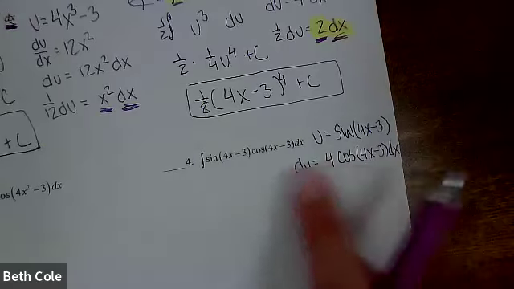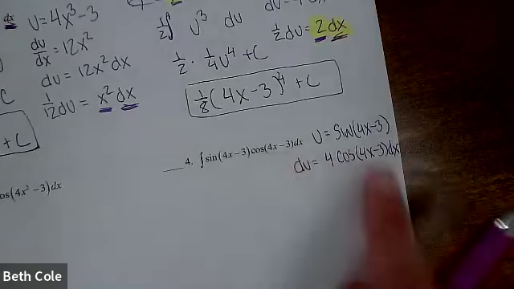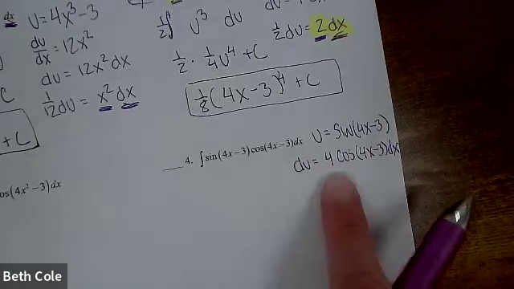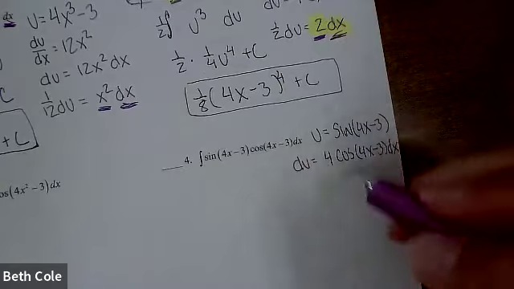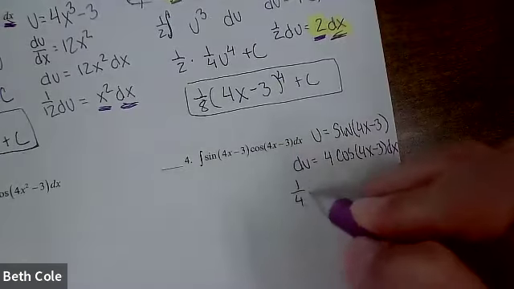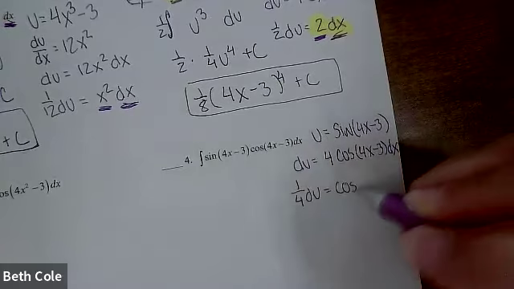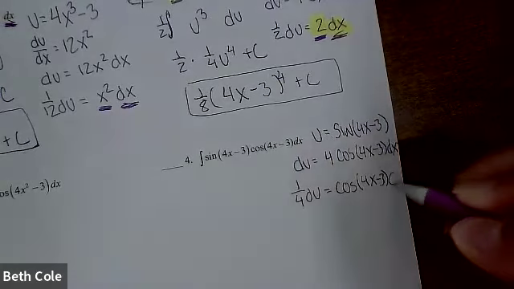Okay. Now, do you see how there's a cosine of that stuff in the problem? Cool. It matches. But there's not a 4. So what are we going to need to adjust with? A 1/4. Perfect. 1/4 du equals all of that dx.